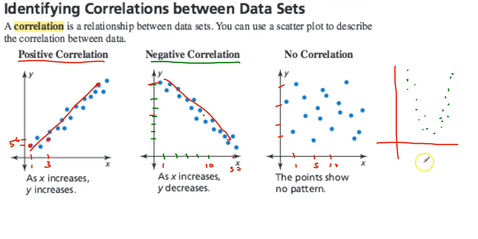Just one example. And this is actually a quadratic. So it can fit a quadratic model. We'll talk about these later on. For now, we're going to stick to the positive correlation, negative correlation, and no correlation.